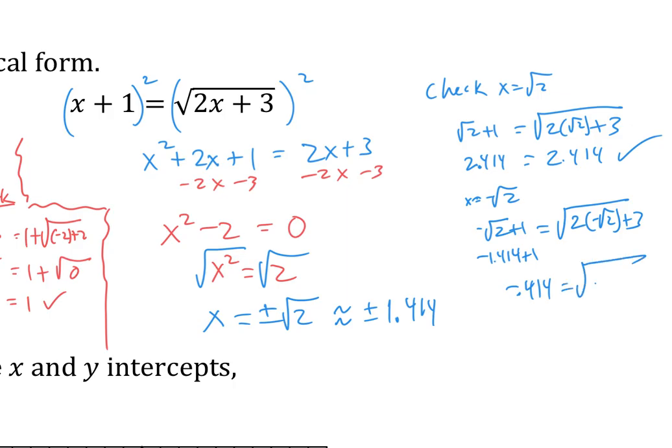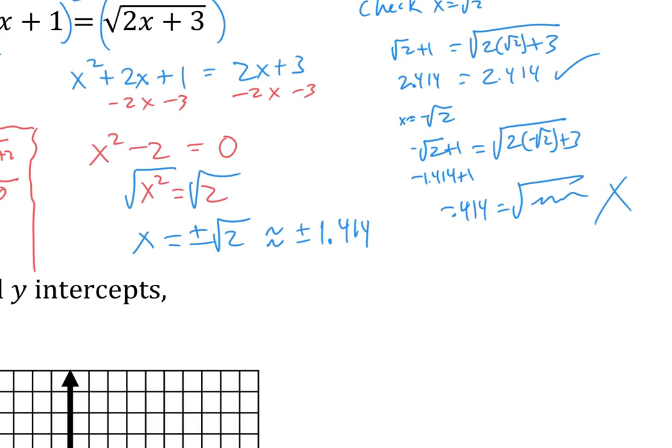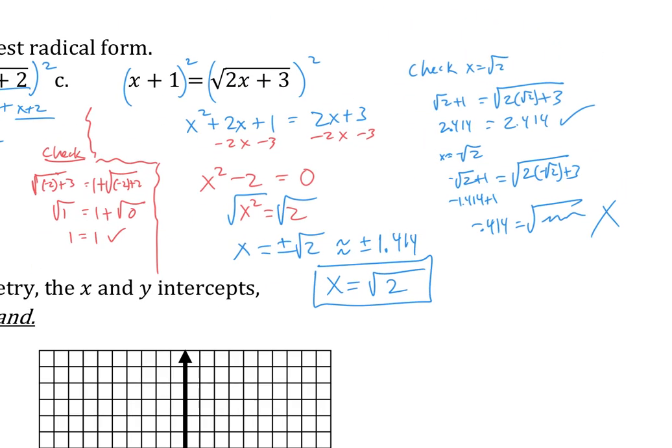And I don't even need to type all this because what's wrong with this picture? Can you have a square root that's equal to a negative? No, you cannot. That doesn't work. Okay, so we have an extraneous answer. The only correct answer is x equals the positive square root of 2. The negative one doesn't work.